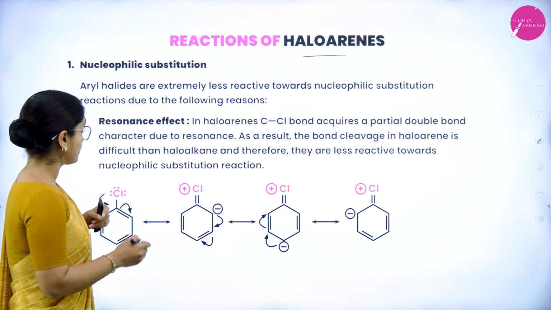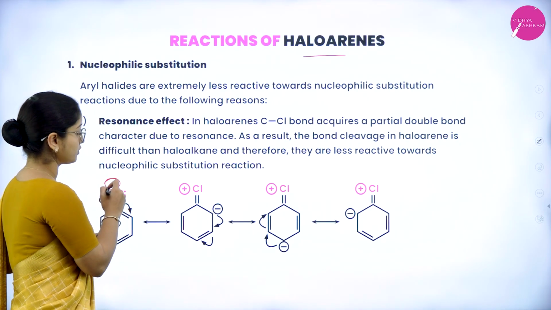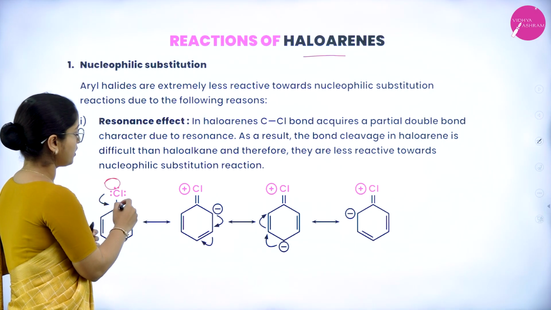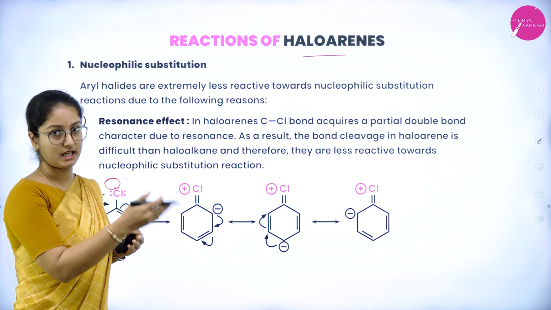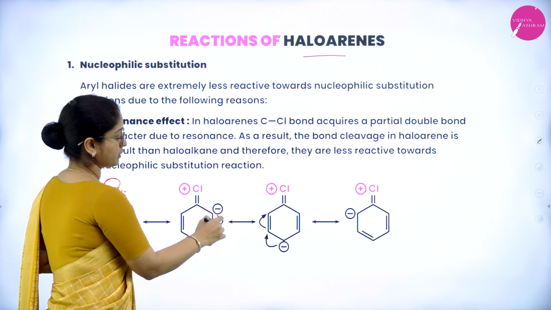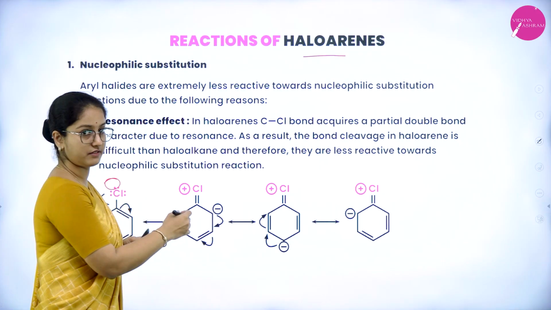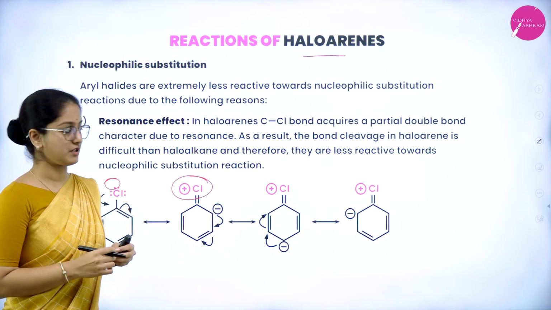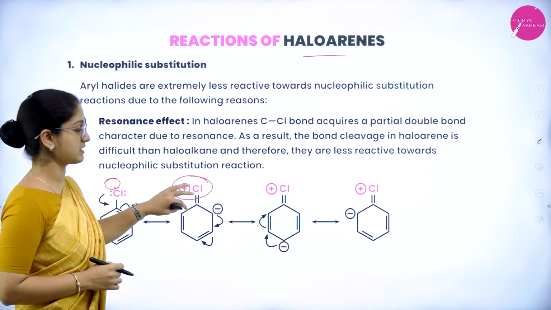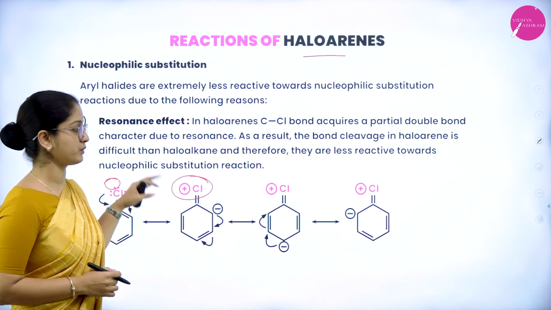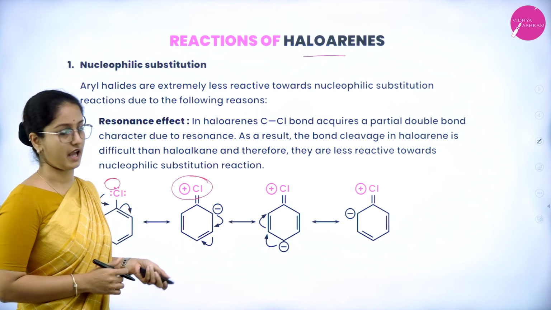So here chlorine is going to donate electrons towards the benzene, and therefore the double bond is going to shift to the adjacent atom, and the electrons are going to shift one after the other, leaving the chlorine with a plus charge. Therefore, because of this resonance effect, it is less reactive towards nucleophilic substitution reaction.